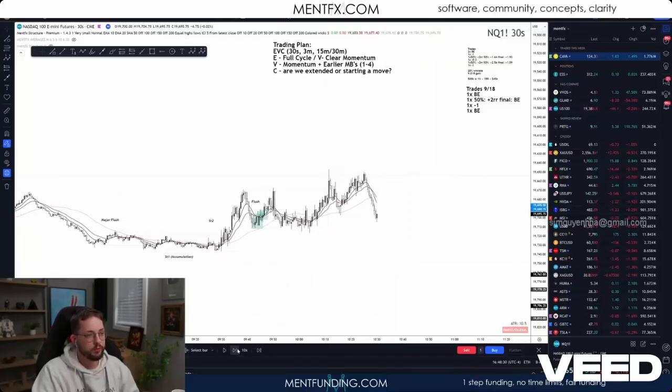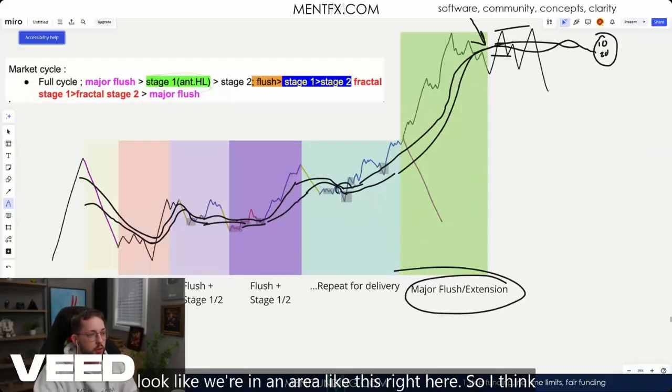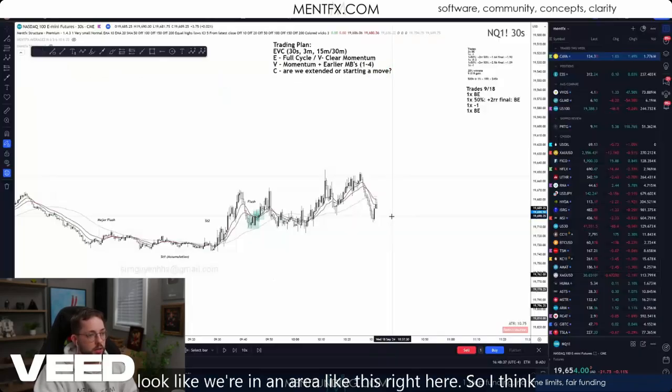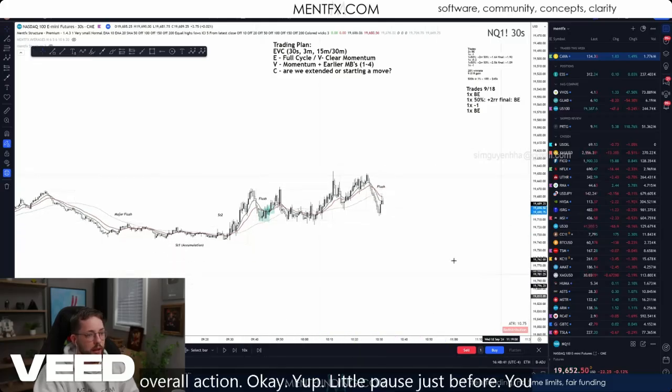Beautiful flush out. Beautiful flush out. As I see this happen, it really does look like we're in an area like this right here. So I think that a move is still very, very much plausible from this overall action, okay?